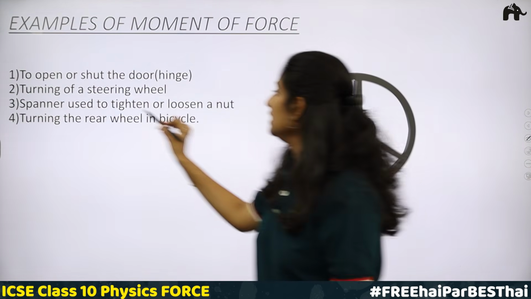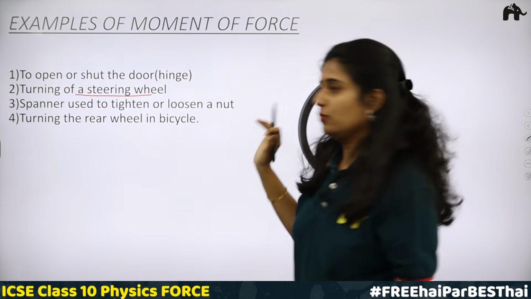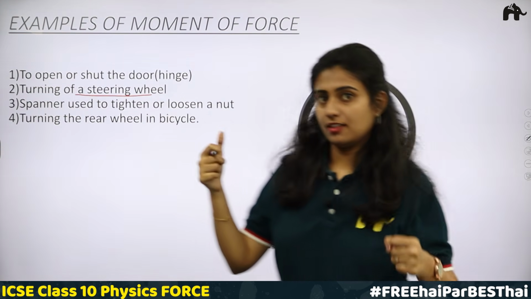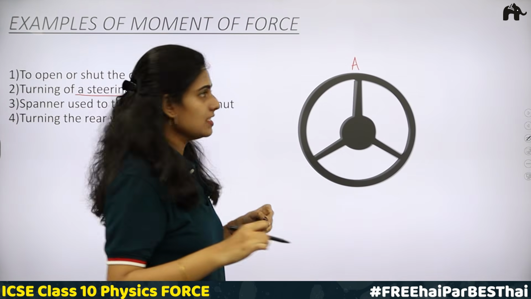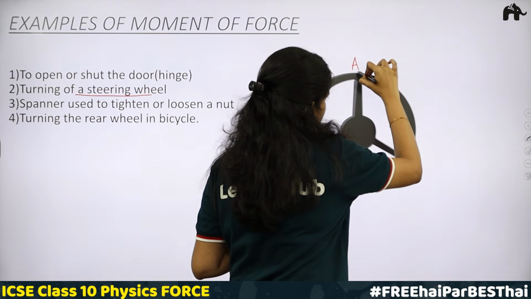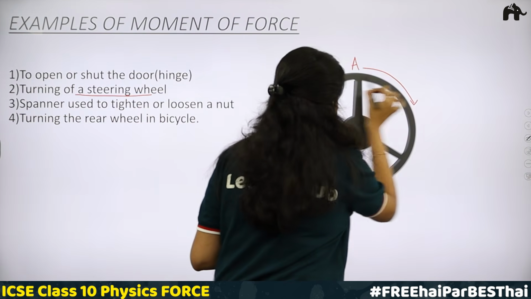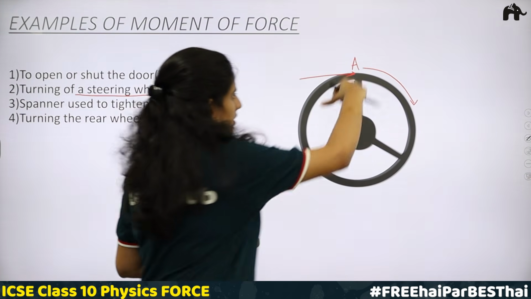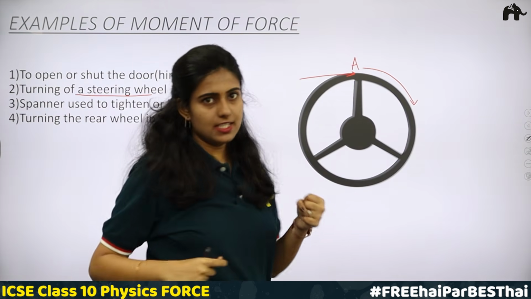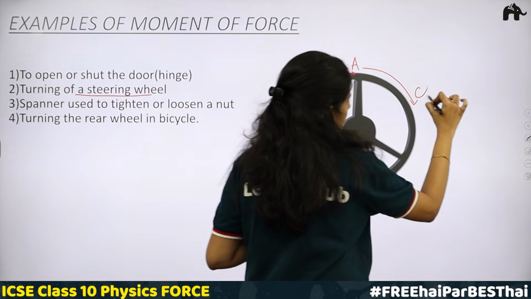Second example, turning of a steering wheel. How is it turned? How is the rotation happening? If I am applying a force at A, what happens? The body starts rotating, that is, it can move in this direction. This is how my force is applied. I am applying force like this. What happens? It starts moving in this direction, that is in clockwise motion.